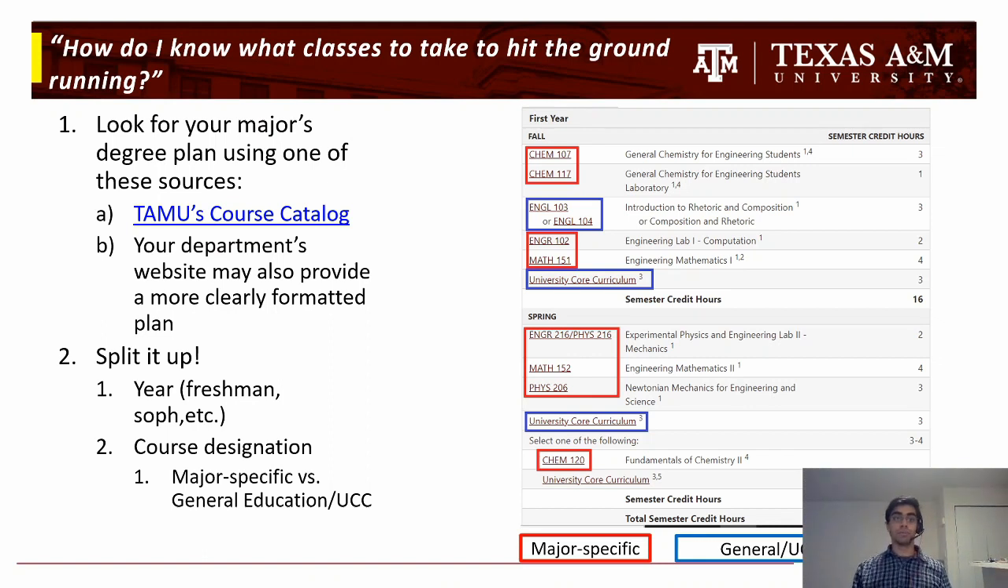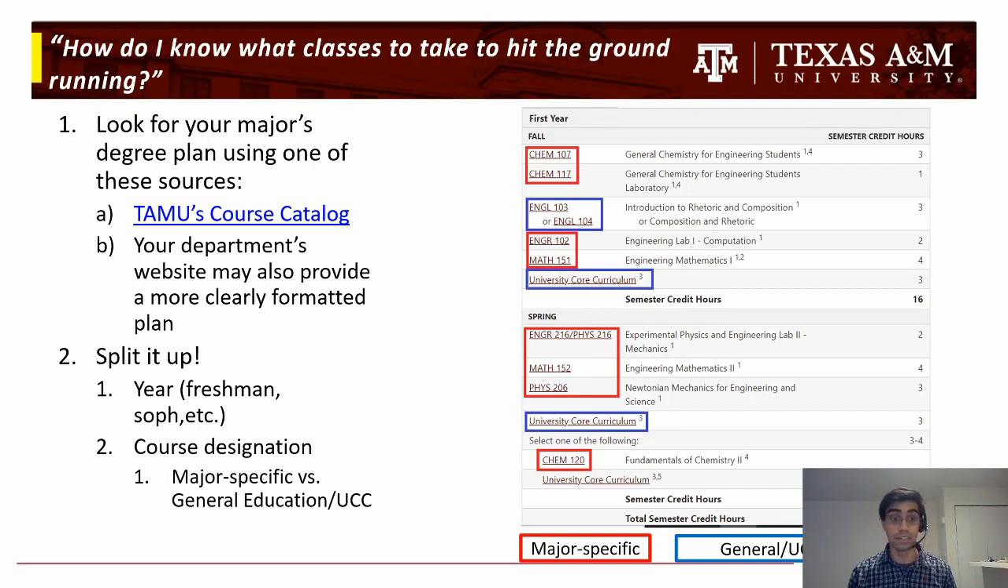So the first question I'd want to address is, how do I know what classes to take to hit the ground running? This is going to be your freshman year, and you want to make sure that you're making as much progress as you possibly can. And to that, I'd say number one, look at your major's degree plan.